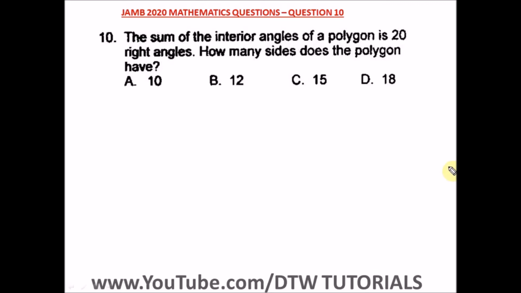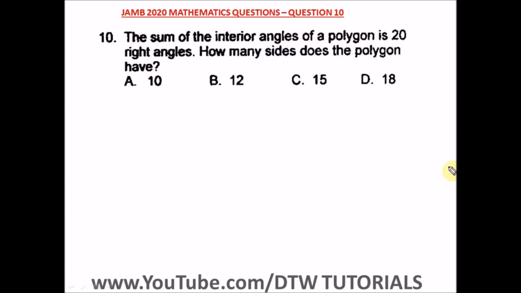So we have question number 10 of the JAMB 2020 examination. We are asked that the sum of the interior angles of a polygon is 20 right angles. So we ask, how many sides does the polygon have?